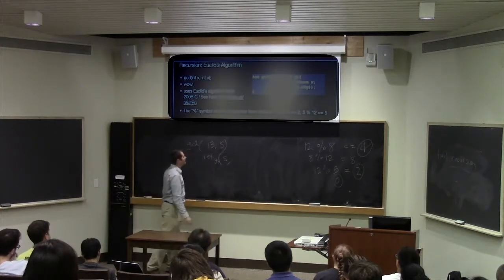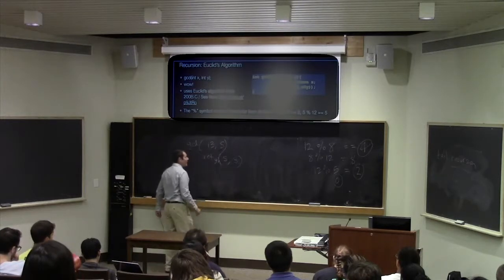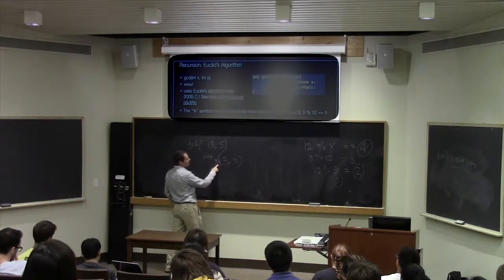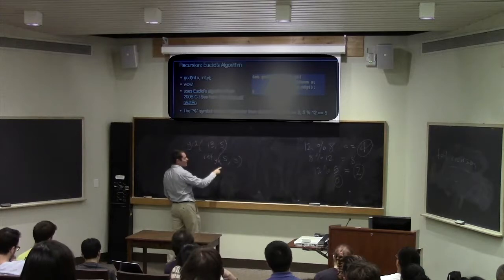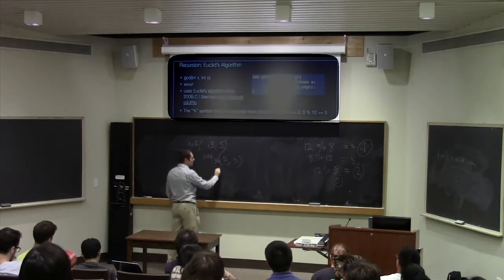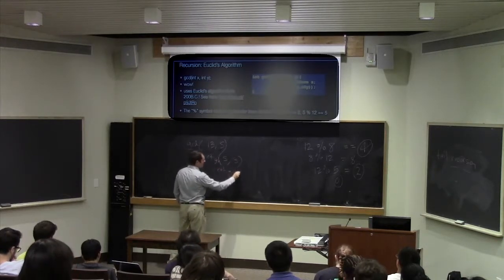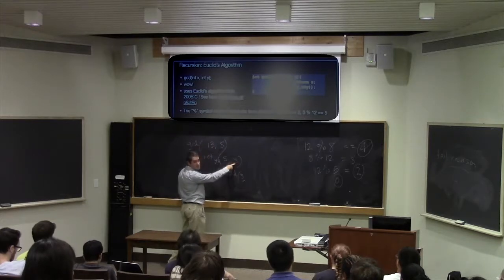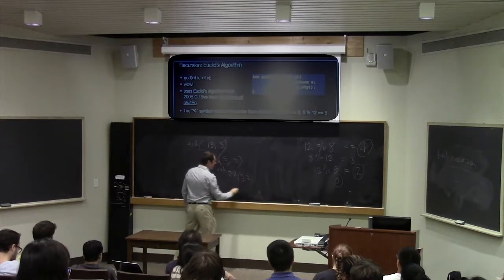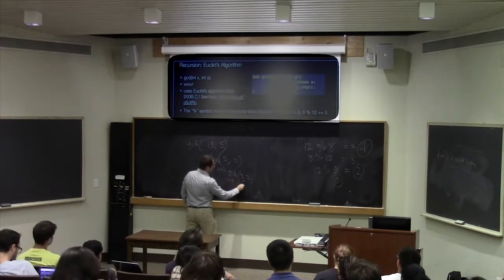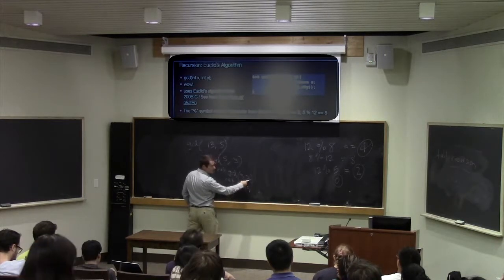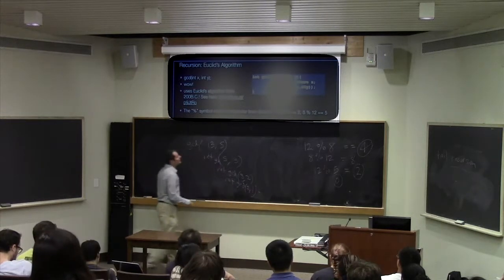Gives us a remainder of 3, right? And then this one, greatest common divisor of 5 and 3. 3 is not equal to 0, so we're going to return the greatest common divisor of 3 and 5 modulus 3, which is 2. Return greatest common divisor of 2 and 3 modulus 2, 1. All right, let's see.